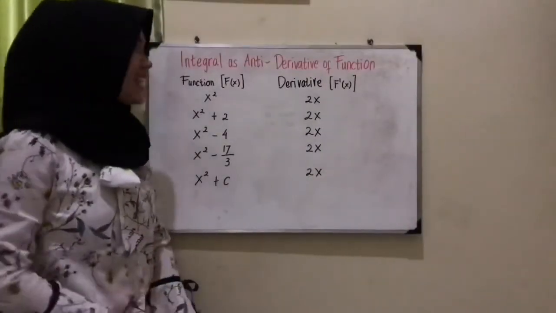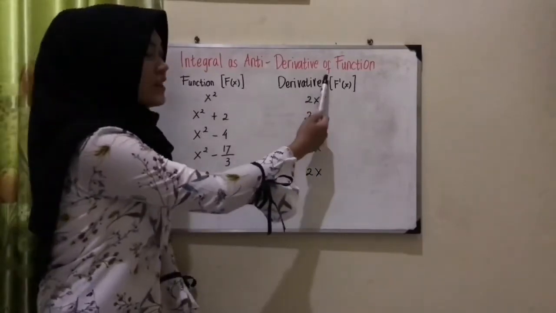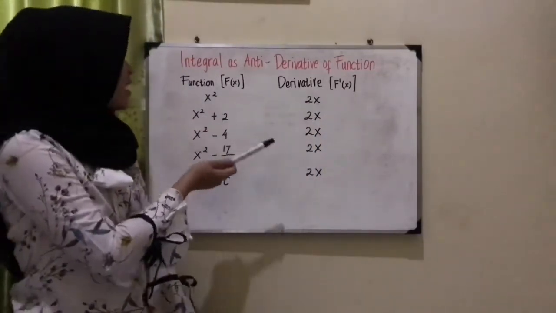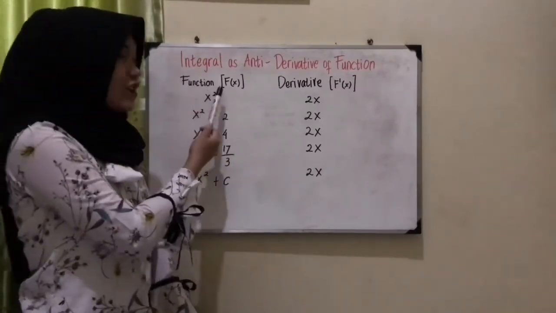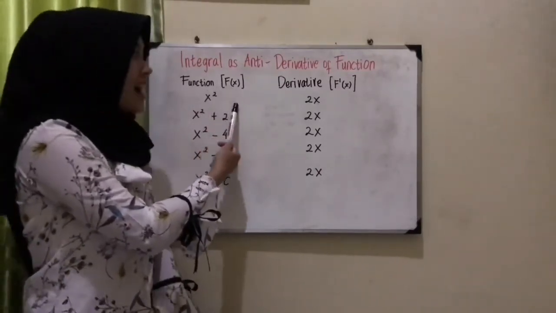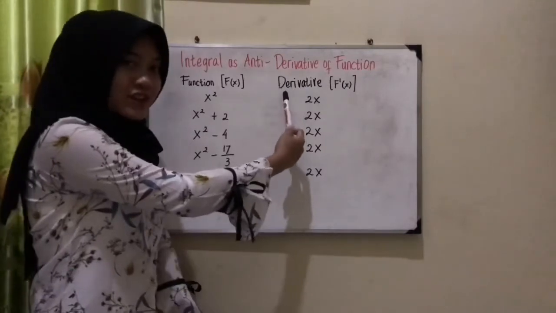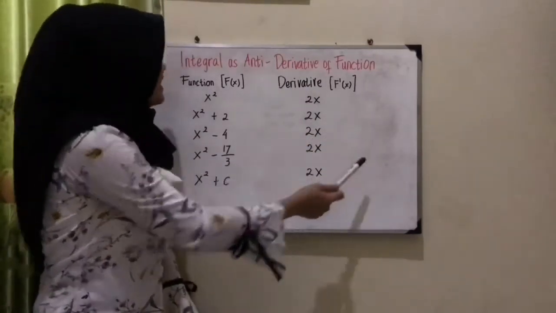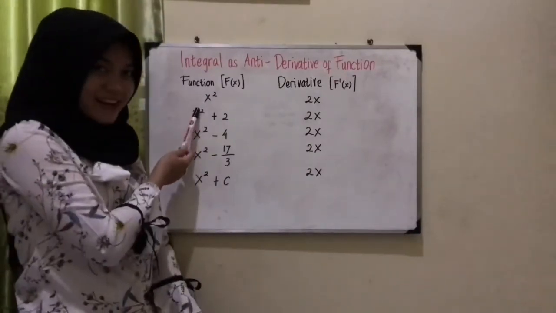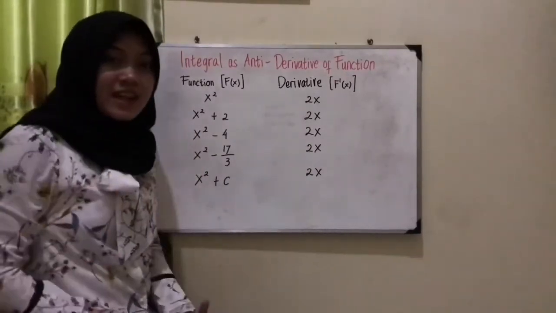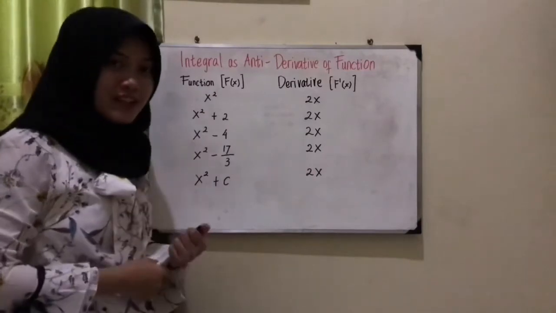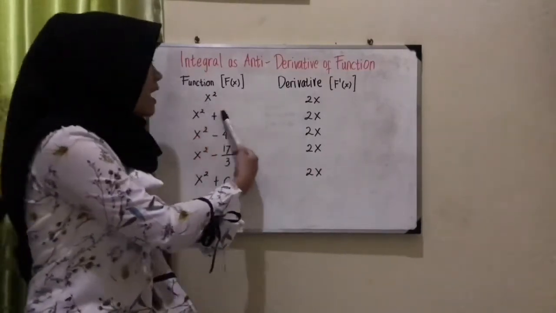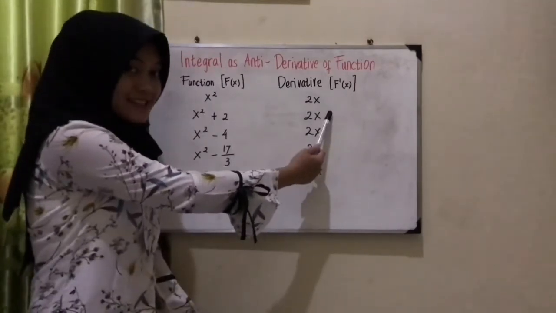Okay, let's begin. Integral as antiderivative of a function. Consider the following table. If I have a function denoted by F(x), and its derivative function is denoted by F'(x). In the last meeting, we learned about derivatives. So if I have a function x squared, I have a derivative 2x.